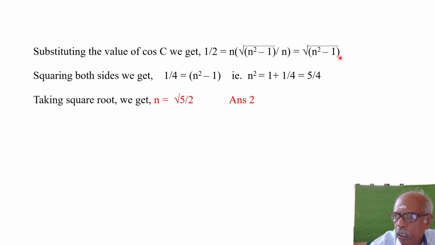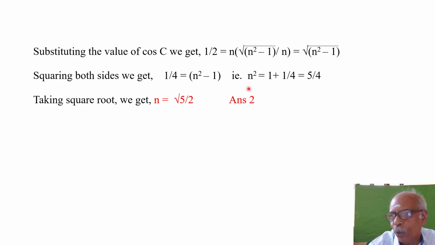So now take the square on both sides. The square of 1 by 2 is 1 by 4, and the square root of n square minus 1 is just n square minus 1, removing the square root. So 1 by 4 is equal to n square minus 1. You bring minus 1 to the other side, n square is equal to 1 by 4 plus 1. When the minus 1 goes to the other side, it becomes plus. So 1 plus 1 by 4, 4 will be common, 4 plus 1 is 5 by 4. That is n square.